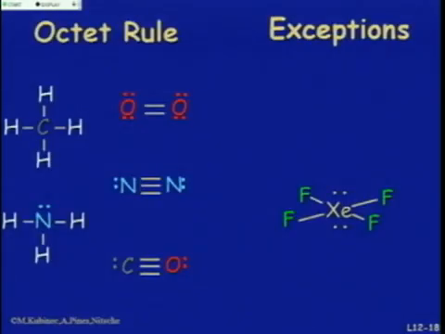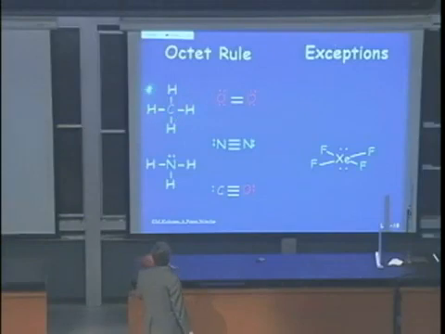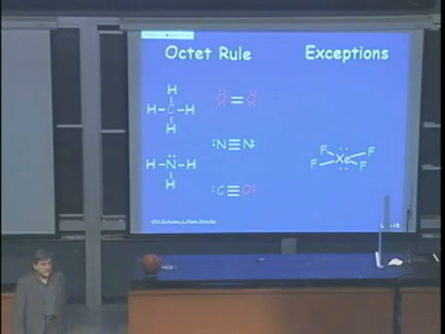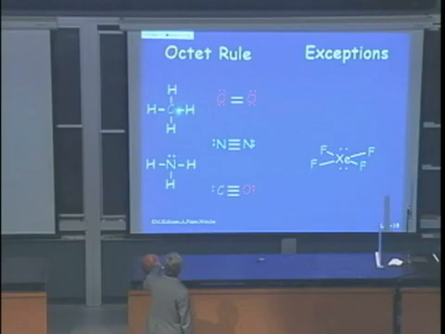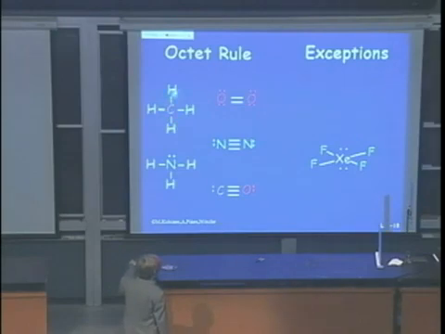Now, let's look at some compounds. We just talked about hydrogen, carbon. This is CH4. Carbon has 4 valence electrons, 1, 2, 3, 4. And hydrogen has 1 each. So they share the electrons now. So the carbon has 2, 4, 6, 8, octet rule. Each hydrogen has 2, duet rule fulfilled.